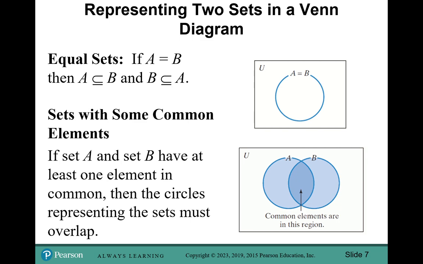That's pretty simple. Sets with some common elements. If set A and set B have at least one element in common, then the circles representing the sets must overlap. And that overlap will contain the common elements. So the common elements here are just like this says. Right here in this region contain the common elements of sets A and B.